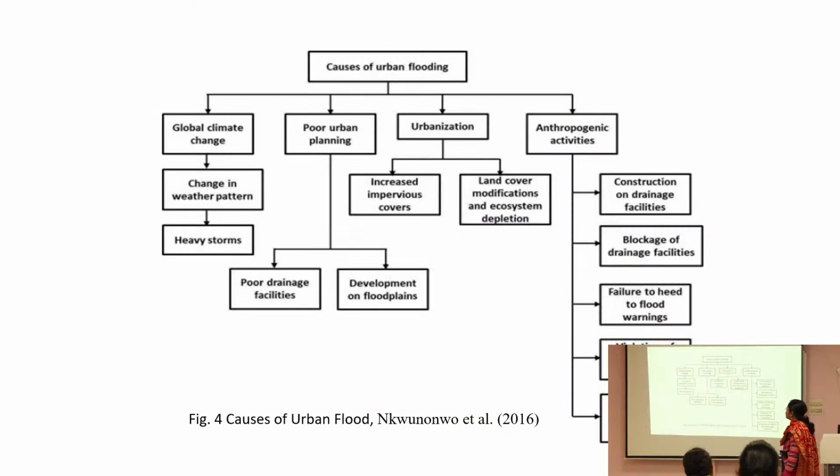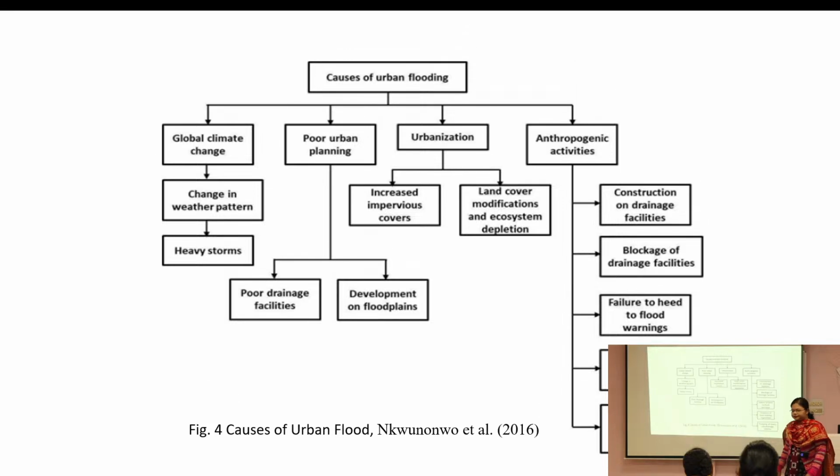Urbanization: increased impervious cover, land cover modification and ecosystem depletion. Urbanization mostly affects land use and land cover. Then anthropogenic activities: construction, blockage of drainage facilities, failure to heed flood warnings, violation of local building regulations, dumping of debris into the drainage system. These are human activities, anthropogenic activities.